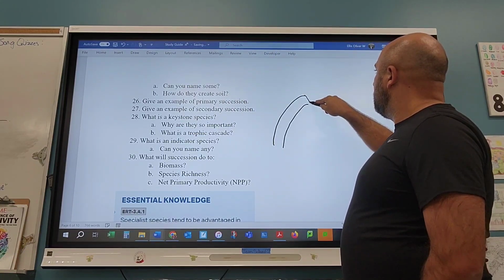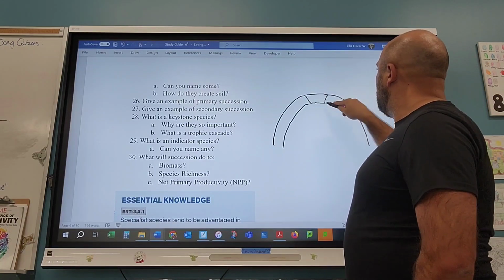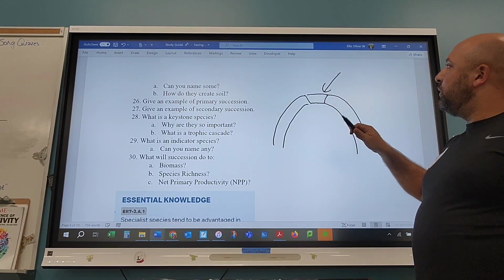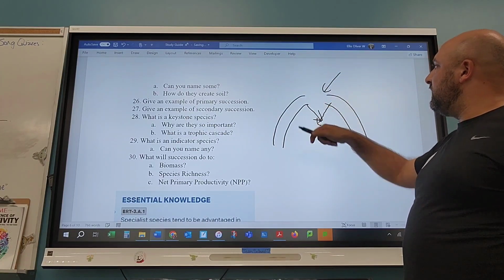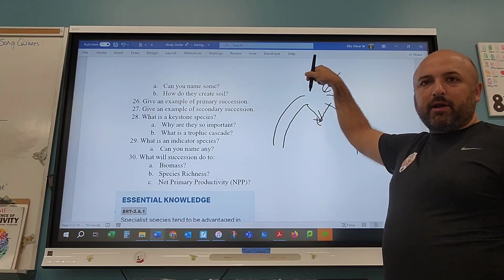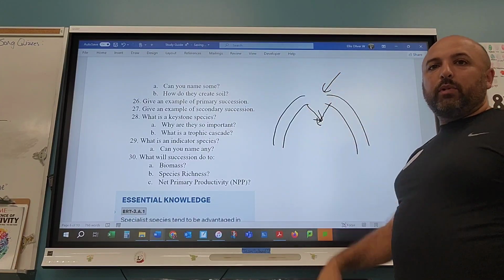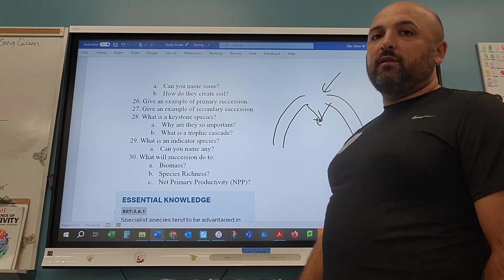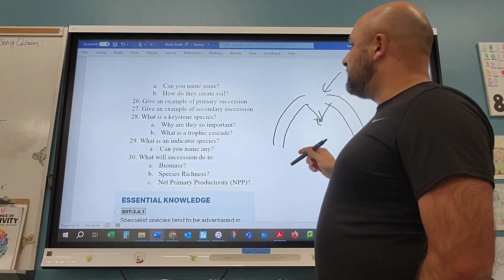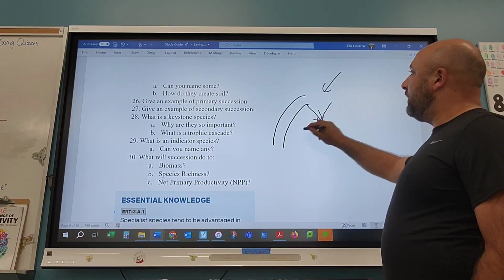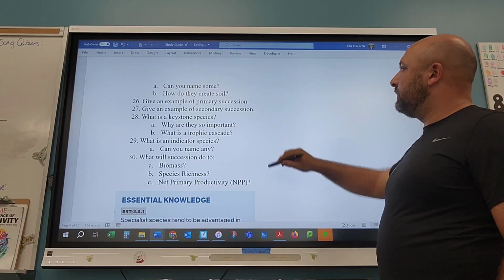A keystone species is the one that all the others depend on. Remember, on an arch, the keystone is the one that holds the two sides together. If you pull this out, right, everything collapses. That's what a keystone species is. And usually they're the apex predator. They're the thing at the very, very top. But there are other creatures that can be keystone species, like beavers, for example, right? There are lots of things that are very important to an ecosystem. But for the most part, it's usually the apex predator.